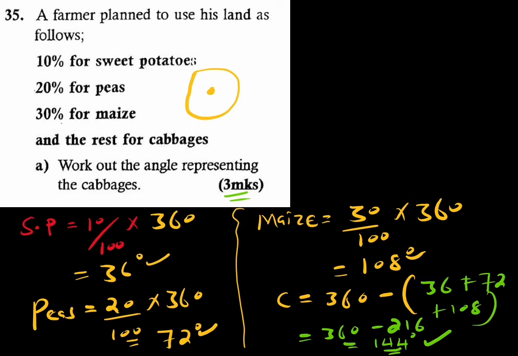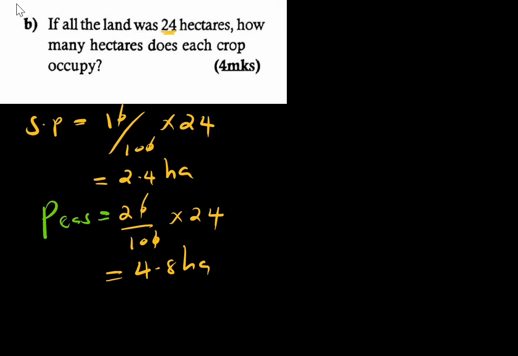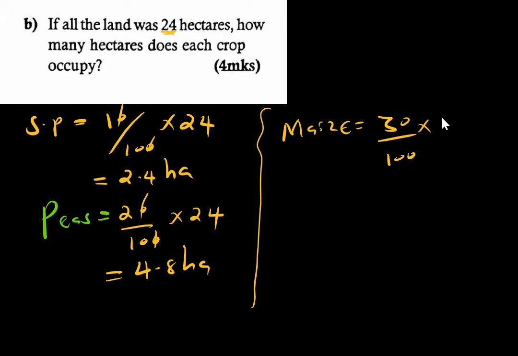You continue for maize, which is 30%. So you can say maize here on the right is 30%. This means 30 over 100 multiplied by 24 acres. So the zeros cancel, and then 3 times 24, divided by 10, we get 7.2 hectares. So here we have 7.2 hectares.